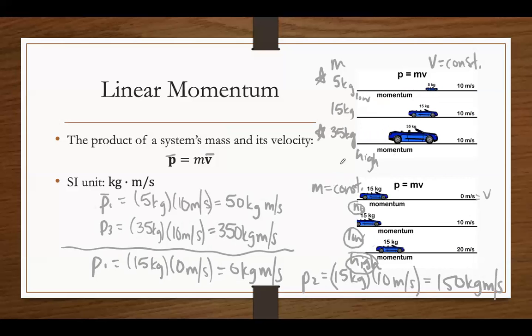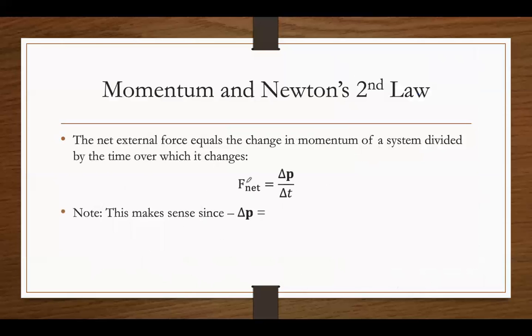So again, we just want to understand the relation of linear momentum to mass and velocity. Let's move on now to linear momentum and Newton's second law. It really is just a different way of calculating force or net force, relating that to momentum and time. So our net external force is going to be equal to the change in momentum divided by the time.